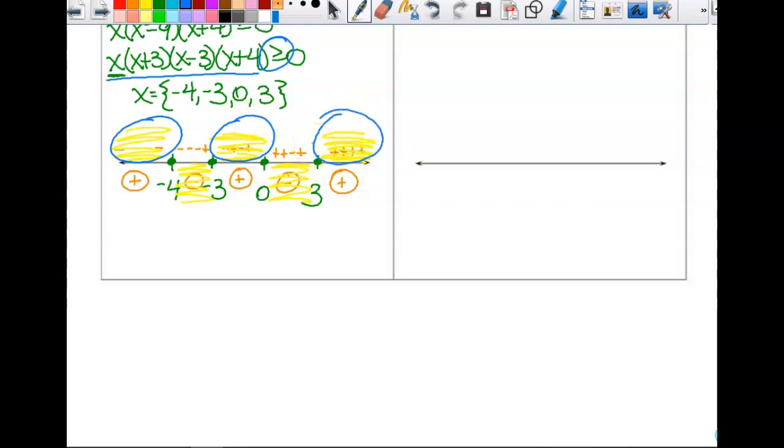So then I just write the intervals for that. This function is positive starting way out here at negative infinity and going to negative 4. Because that's greater than or equal to, I include the negative 4. I never include infinity. Then I start back over being positive at negative 3 all the way to 0, including both of those. And then starting back over again at 3 and going to infinity.